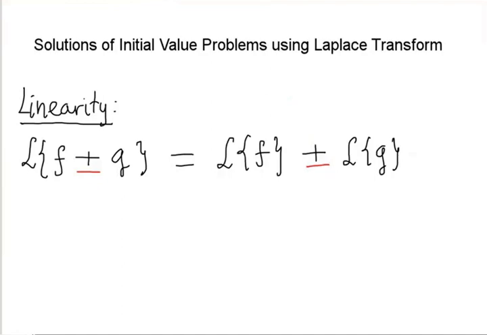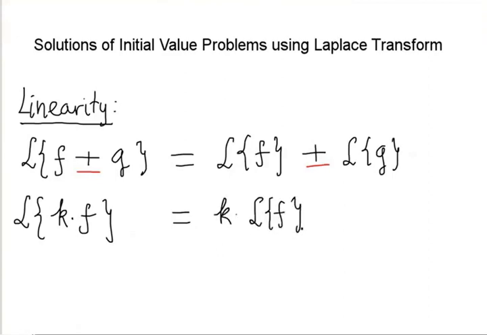And as I mentioned in the previous lecture, here we only have two functions, but it works if we have three functions or four, etc. Another thing is that if we have the Laplace transform of a constant k times f, then we can pull the constant k out and we have the Laplace transform of f, keeping in mind that k is a constant.